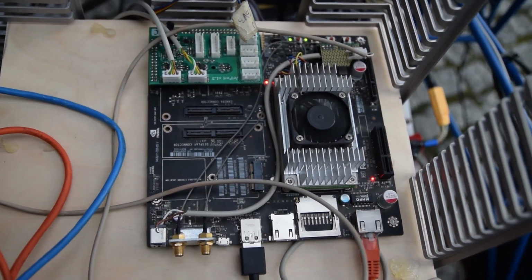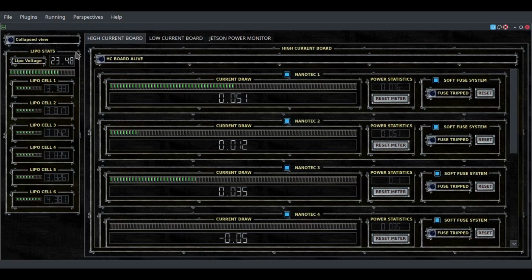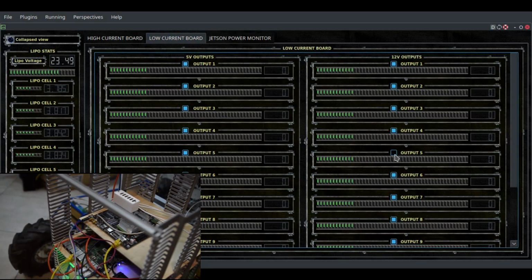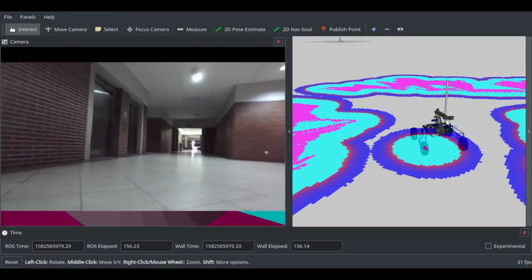Our main computer is NVIDIA Jetson TX2. The user interfaces for the power distribution boards give us precise power consumption statistics, and they can be used to remotely restart any component of the rover.